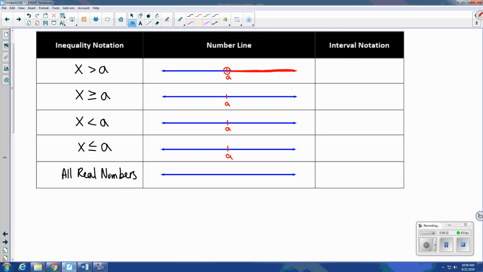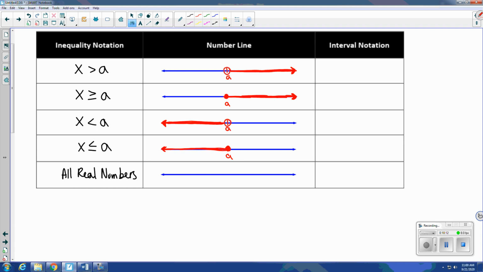Now it extends forever, so I want to make sure that an arrow is shown at the end of that number line. Greater than or equal to would now indicate that A is included, and then all other numbers remain the same from the previous example. Less than A, so A not included, but everything less than it is included in the set. So I highlight everything that would be shown to the left of A, because now we're going in the negative direction in relation to A, and then less than or equal to, close the circle, fill it in.